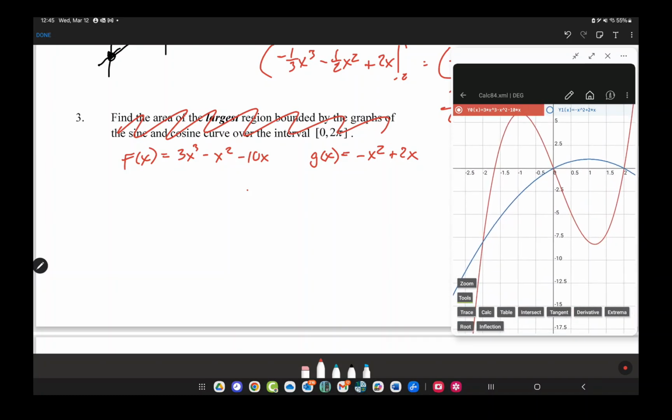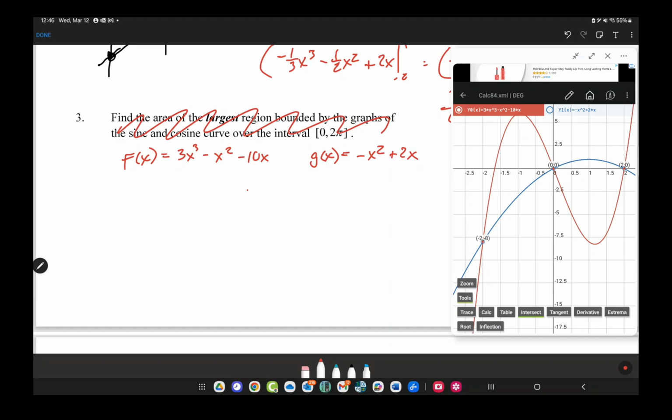Which interval? Just where they intersect. So what's the issue here? I'm going to have two different integrals. Why? Because on the left side, my cubic function is greater than my quadratic function, but on the right side, my quadratic function is greater than the cubic. So let's find those intersections. There they are. I like how I can just press intersect and it pops up.